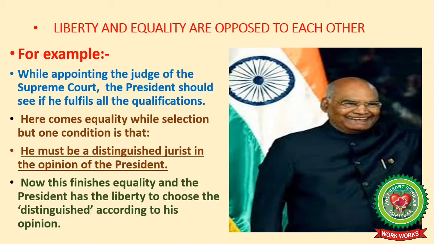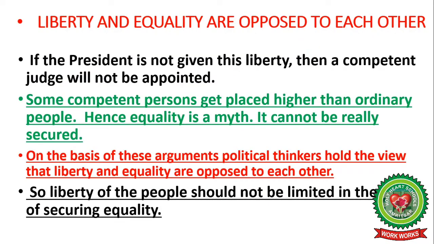The next is that here comes equality by selection. But one condition that makes a difference is that he must be a distinguished jurist in the opinion of the president. Now this finishes equality, and the president has the liberty to choose the distinguished person according to his opinion. Now here the president will choose by his own opinion. Yes, this gives liberty to the president and it finishes equality also.